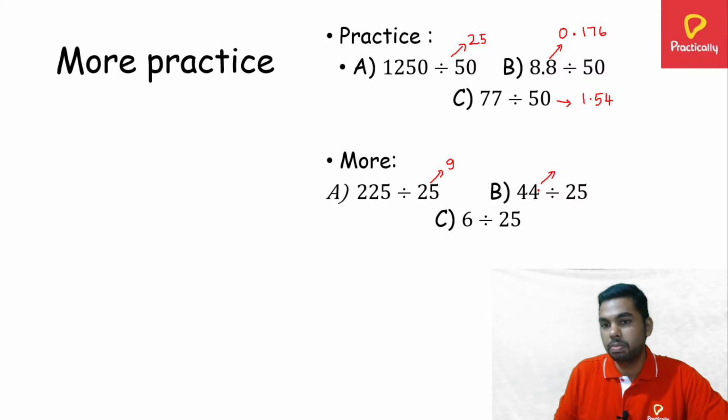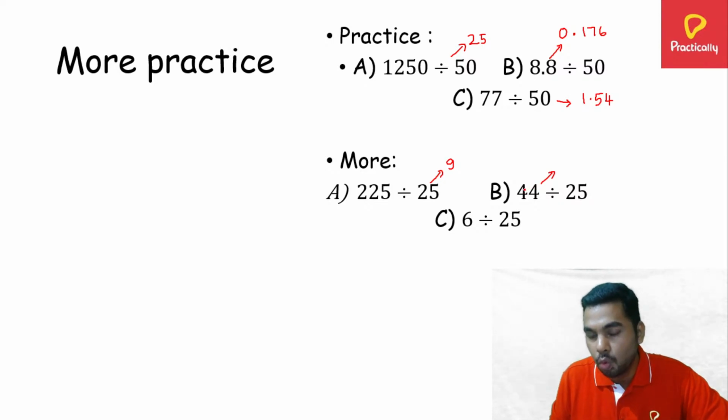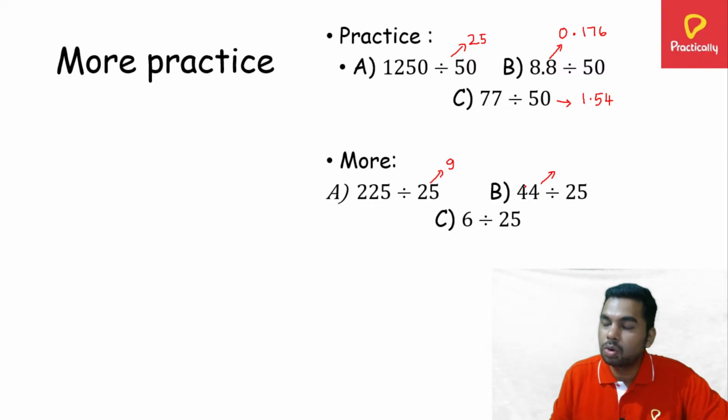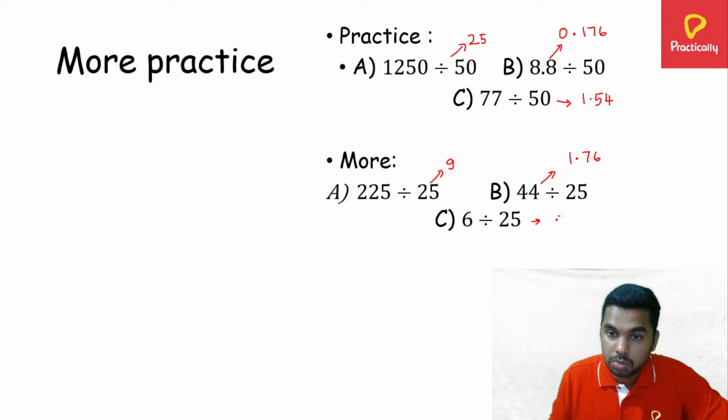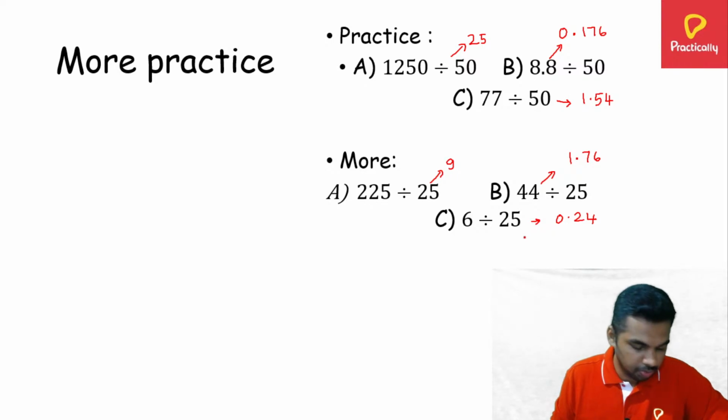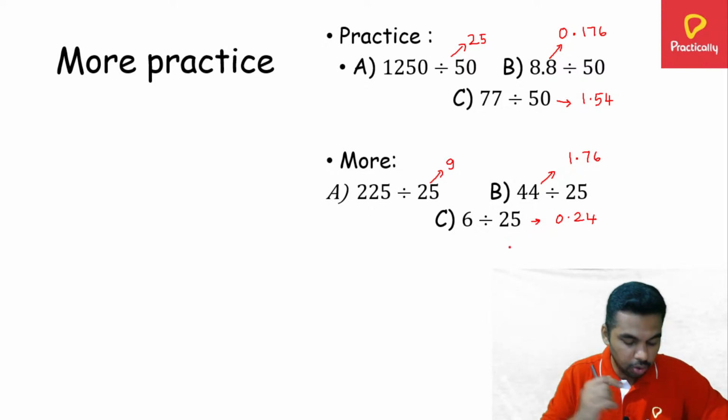What about 44 by 25? 44 by 25 is 44 by 100 into 4. So 44 into 4 you can do. 44 into 4 is 160, 176. 176 divided by 100 is 1.76. What about 6 by 25? 6 by 100 into 4, which is 24 by 100, which is 0.24. All right. So hope you got the answers correct.